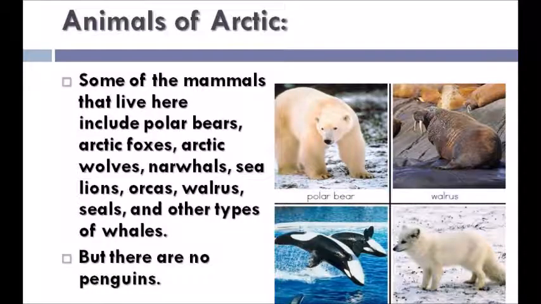Animals of Arctic region. Some of the mammals that live here include polar bears, Arctic foxes, Arctic wolves, narwhals, sea lions, orcas, walrus, seals, and other types of whales. Do you know? There are no penguins.